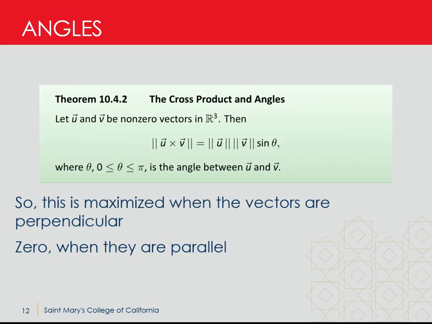And so this is now maximized when the vectors are perpendicular, right? So if we think about the sine, sine is a maximum when the angle is pi over 2 or 90 degrees. So to maximize that, we'd want them to be perpendicular. On the flip side, if the angle between them is 0, in other words, they're parallel, then sine of 0 is 0, and the cross product will be 0.